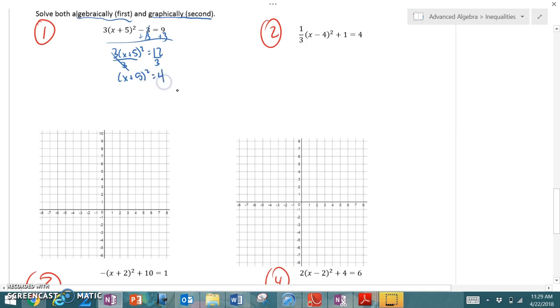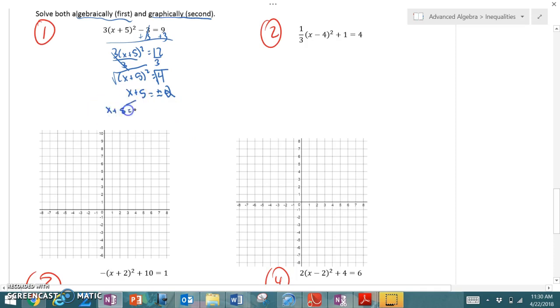So step 1 is accomplished. I got the square by itself. Having said that, I need to check to make sure I can do it, and since it is equal to a positive number, I'm good to go. And now my next step would be to solve by taking the square root. And again, because when I take the square root, the x plus 5 could have originally been positive or negative, I have to say x plus 5 is equal to plus or minus 2, and that's when I break it apart.